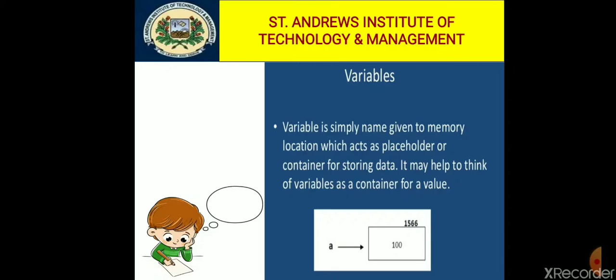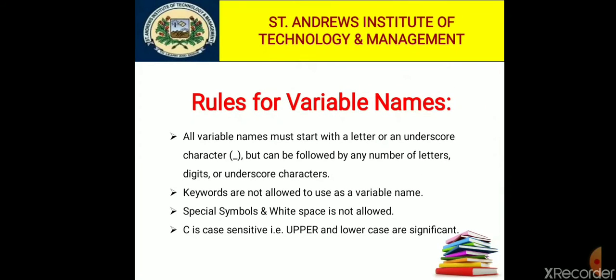A variable definition also tells the compiler where and how much storage to create for the variable. It also specifies a data type and contains a list of one or more variables. So this is the information about the variable. Coming to the next slide, we are discussing the rules for variable names, how to create a variable. So these are the rules for a variable name.